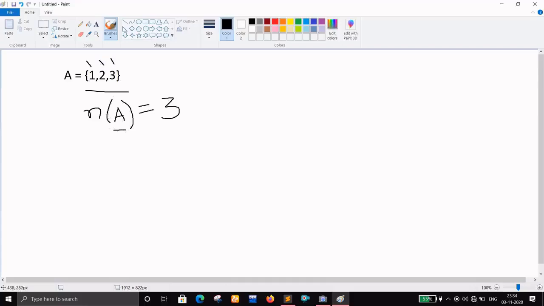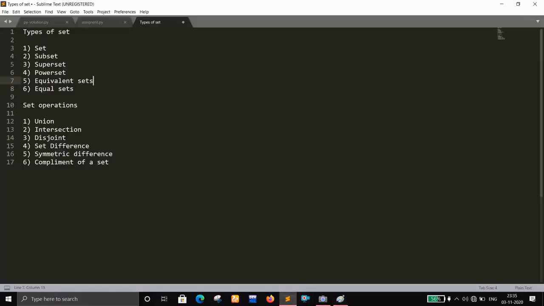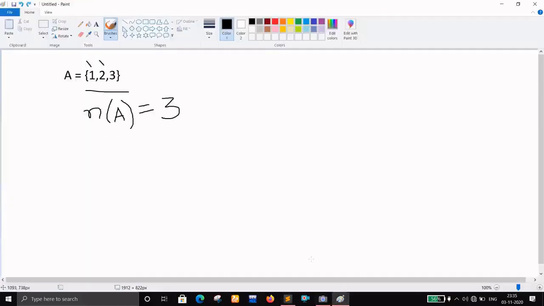Here A is the name of the set we have. This will always be the same. This means the cardinal number of set A is 3. Okay? So that's how we say the cardinal number. Cardinal number is the count of elements in a set. In this set, there are 3 elements, so the cardinal number is 3. The next concept is equivalent sets. And now we have another set. Let's take another set.